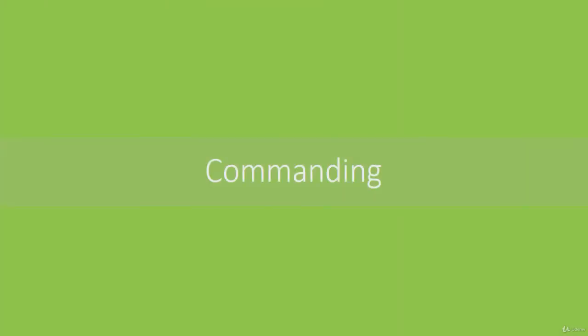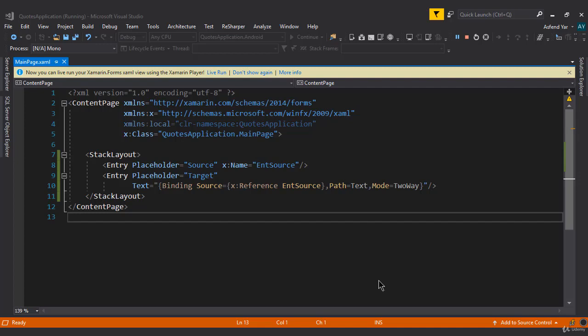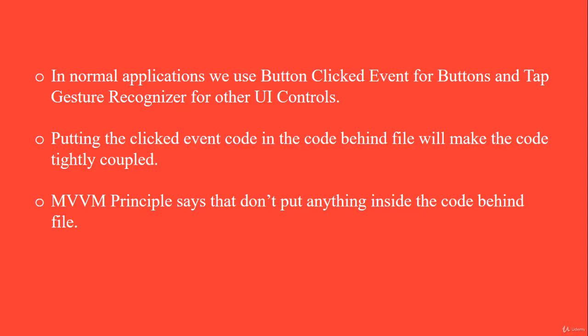In this section, we are going to explore the commands inside our Xamarin Forms application. In a normal Xamarin Forms application, when you want to interact with a button or a gesture, you use the clicked event of a button or the tapped event handler of a tap gesture recognizer. However, when we work with MVVM, the MVVM principle says don't put anything in the code behind file. In MVVM, we will not create button clicked events or things like that in the code behind file. In short, we will not use the clicked event.